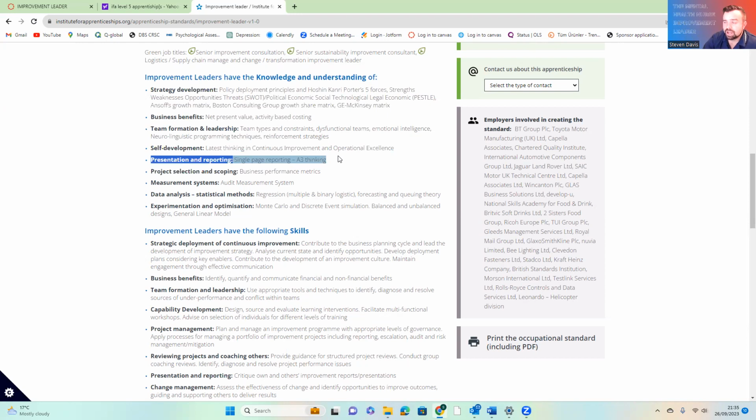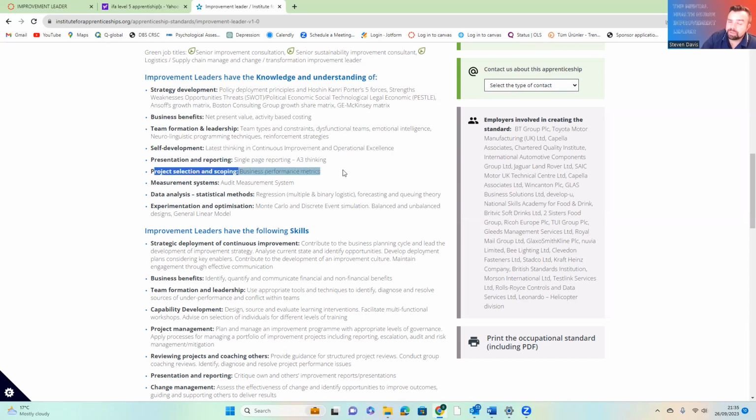Presentation reporting. So we did this quite a lot in uni when we were doing our masters, which was the single page reporting. So it's where you present and manage to get it all onto one screen, and you can just bounce off of it. So it's a great technique. And A3 thinking is a great technique as well. So you'll learn those techniques and you'll be able to apply those to your job roles.